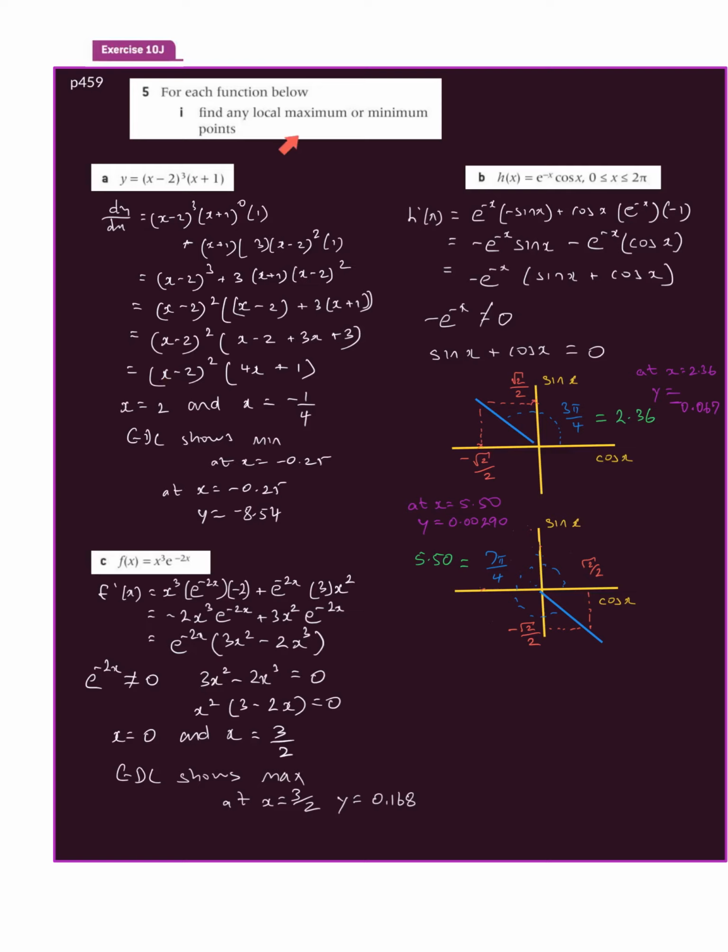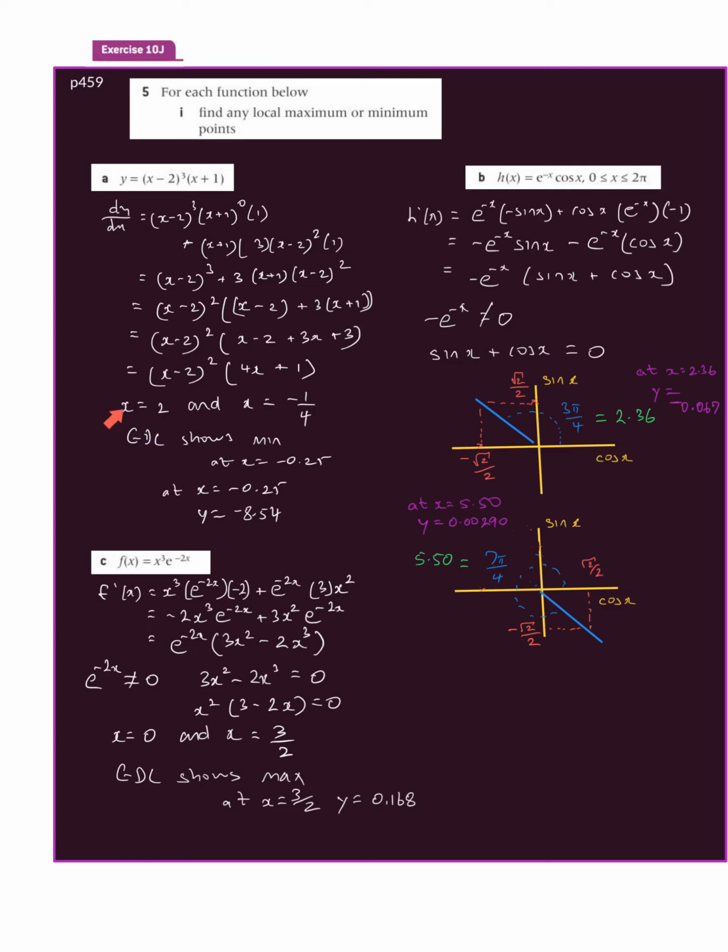Now, maximums and minimums do occur where the derivative is 0, the tangent is horizontal, and this indicates that it would be here when that term is 0, that would be x is 2, and when this is 0, that would be x equals minus a quarter. Now, use your graphic display calculator, and you can see that there is only one, there's a minimum. This one here is excluded because it's a point of inflection. Okay, that's a point of inflection.